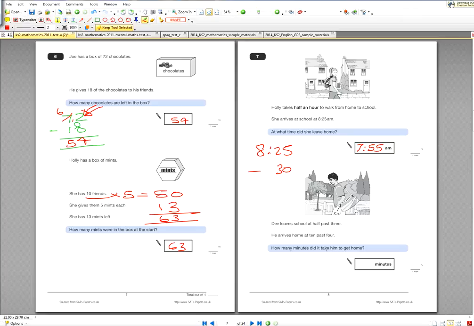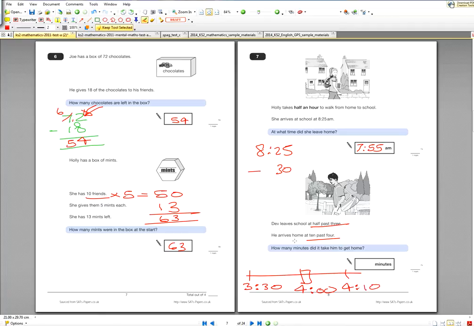7:55. Okay, next. Dev leaves school at 3:30. He arrives home at 4:10. How long did it take him to get home? Let's just quickly draw a line first of all. So 3:30 is 3:30, and the next major time is 4 o'clock. But he actually reached home at 4:10.